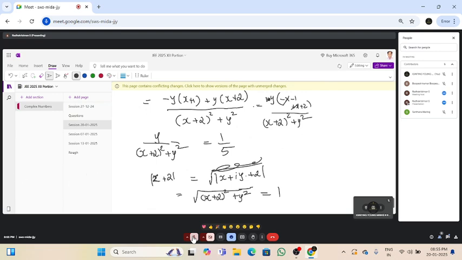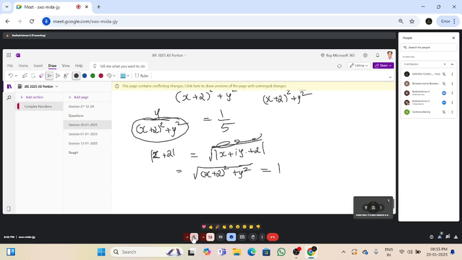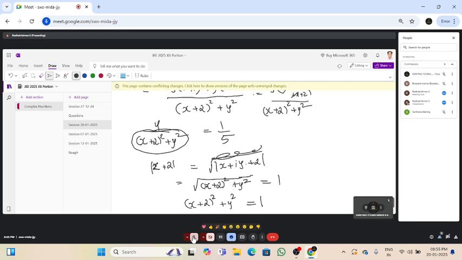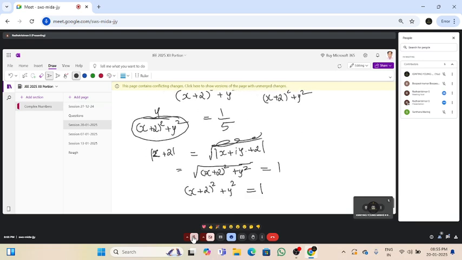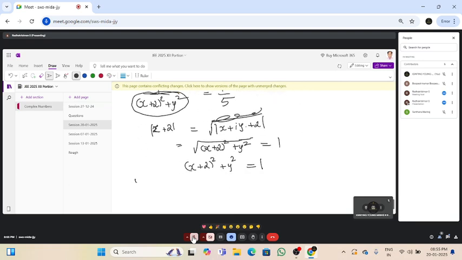So you see, this thing is given now because of mod of z plus 2. From that, the square of this, (x plus 2) whole square plus y square, will be square of 1, which is again 1. So this denominator becomes 1. So y by 1, that is y equal to 1 by 5. So we've got y equal to 1 by 5. Okay, so one thing we have got.